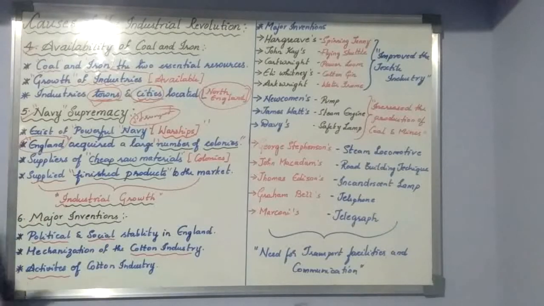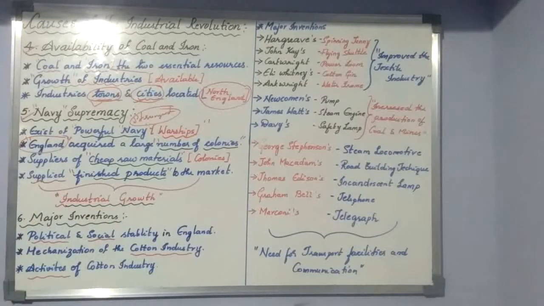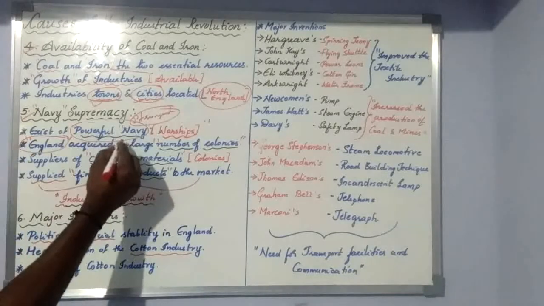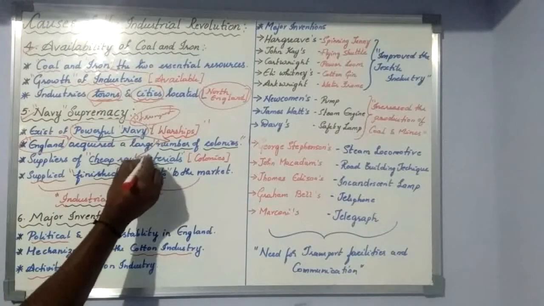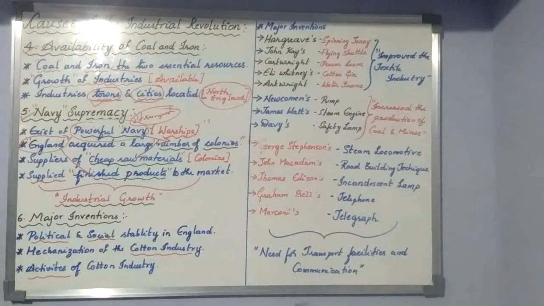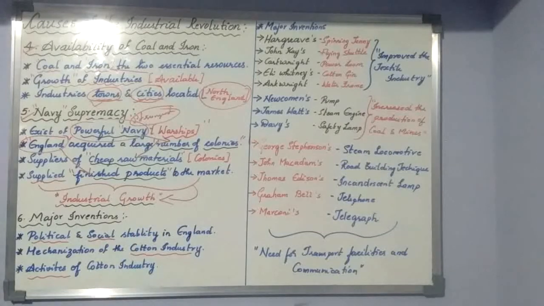That is the reason the Industrial Revolution was possible. Because of warships and a powerful navy, it was easy to capture colonies. Those colonies supplied raw materials, and that supply of raw material made the finished product, which all led to the growth of industries in England. This is one more of the causes we have.